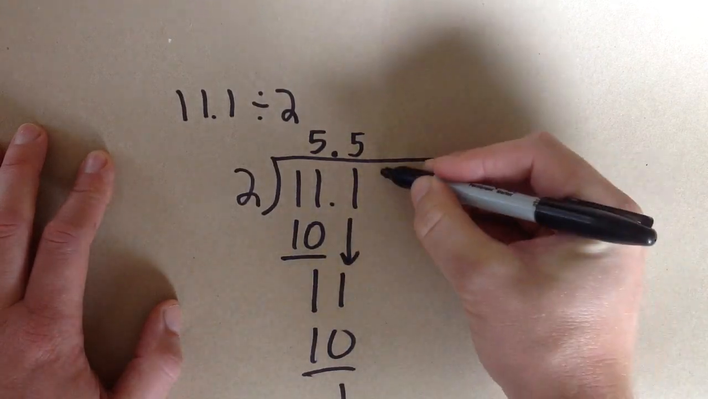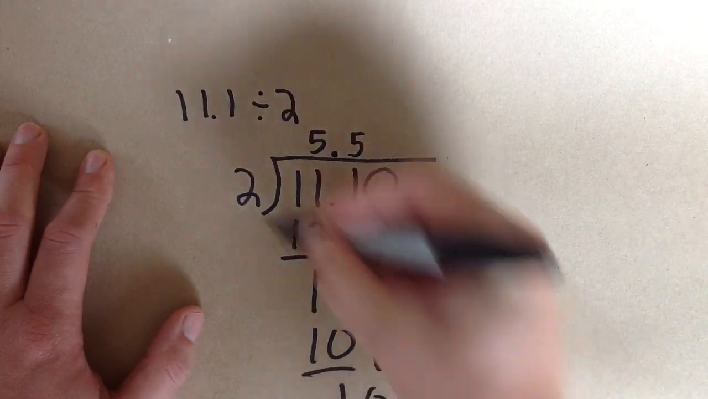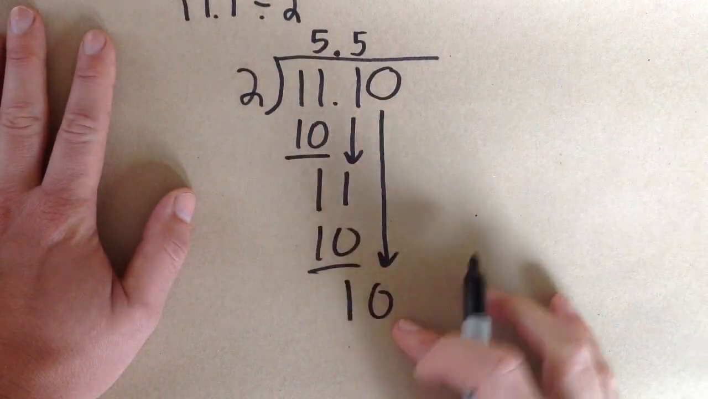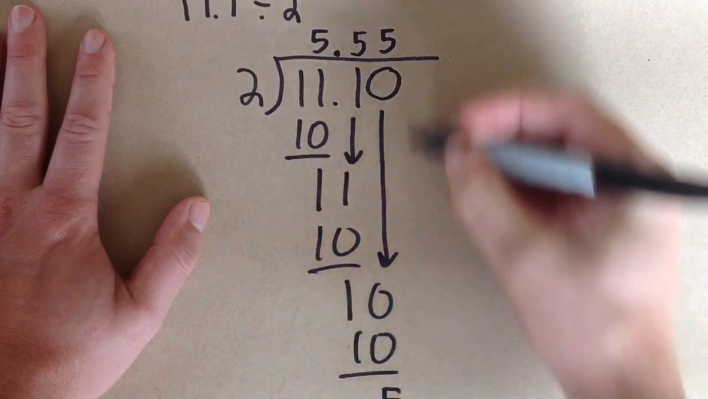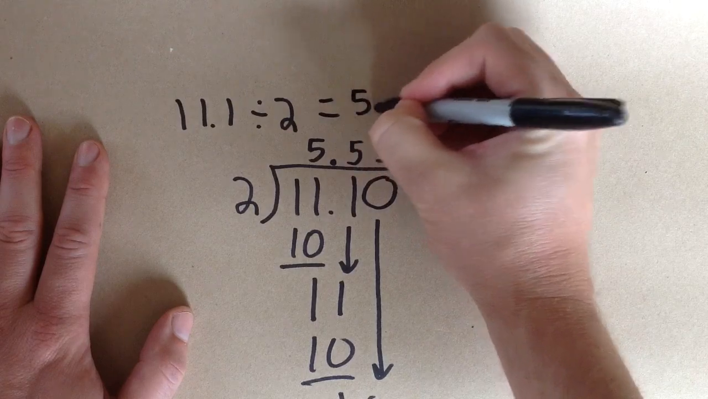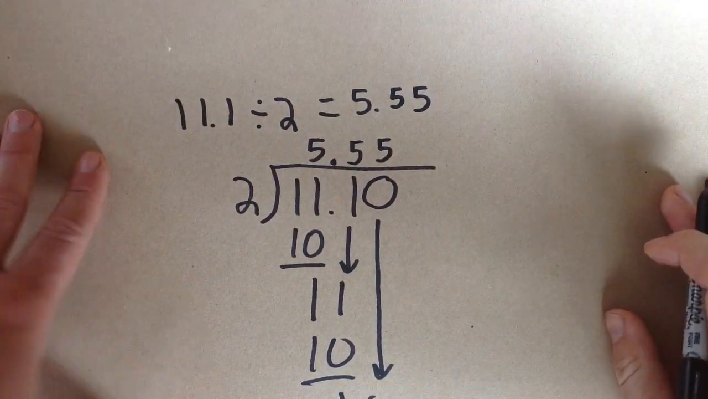Now, I don't have any more digits, so I make one. I make a 0, drop that down, and I divide into that next number. 2 goes into 10 5 times evenly. And now I'm actually finished with my problem. So 11.1 divided by 2 is 5.55. 5 and 55/100ths.